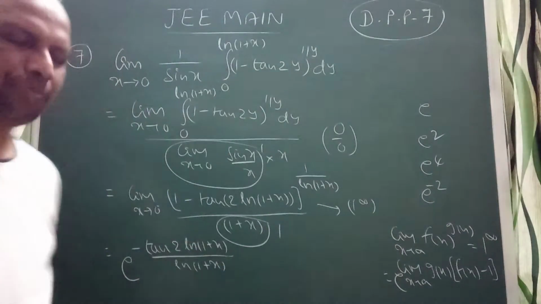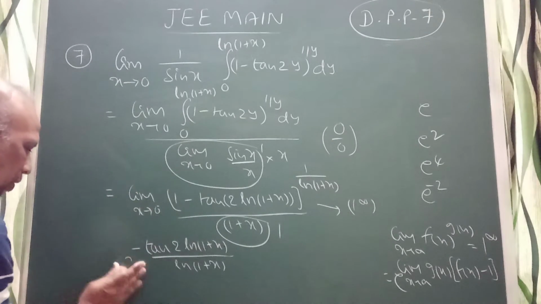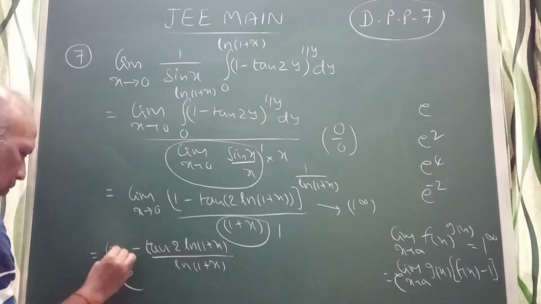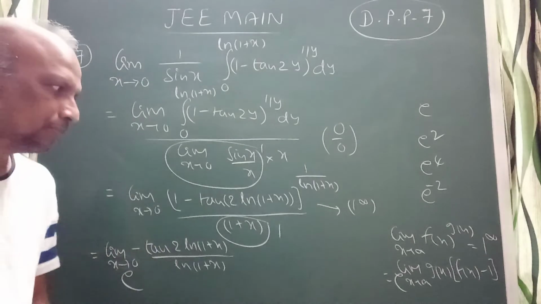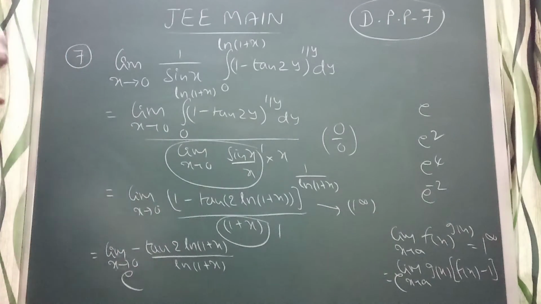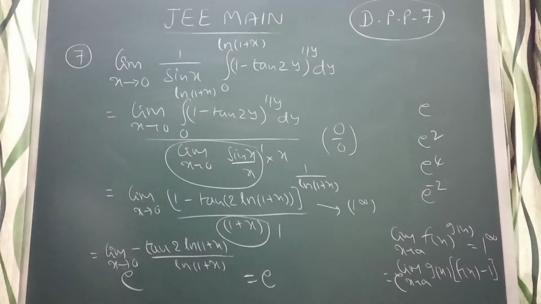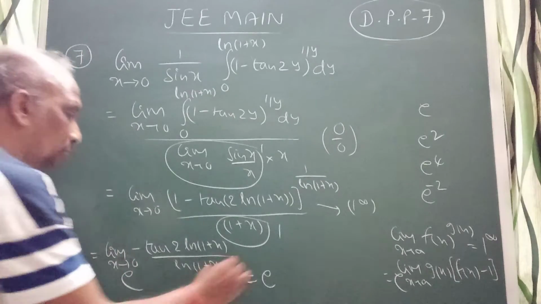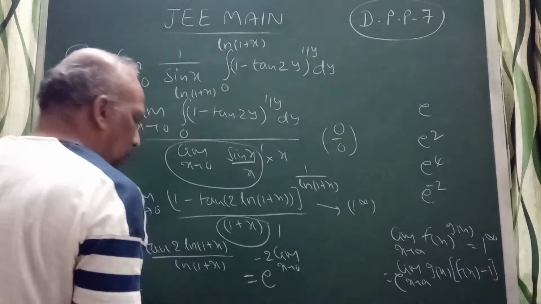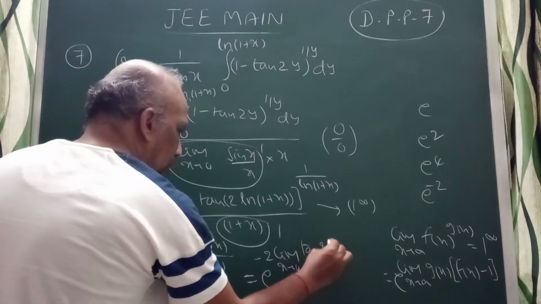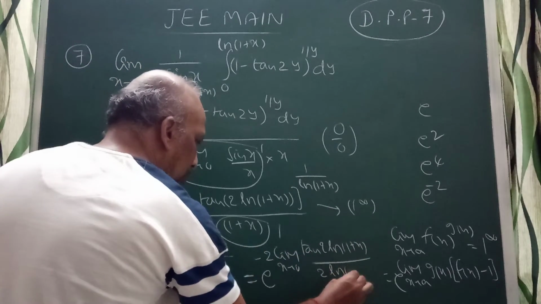Using this formula, you can show the limit tends to 0, and it will continue. The limit tends to 0, e to the power of the limit as x tends to 0. Same thing, it will continue. Now you can see here, when I write it like this, it is equal to e to the power of minus 2 into the limit as x tends to 0 of tan 2 ln(1 plus x) by 2 ln(1 plus x).